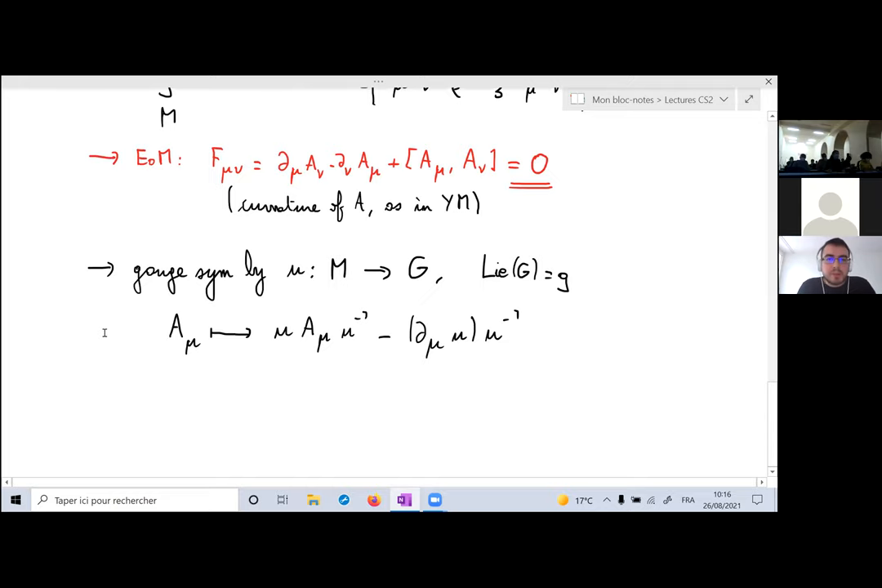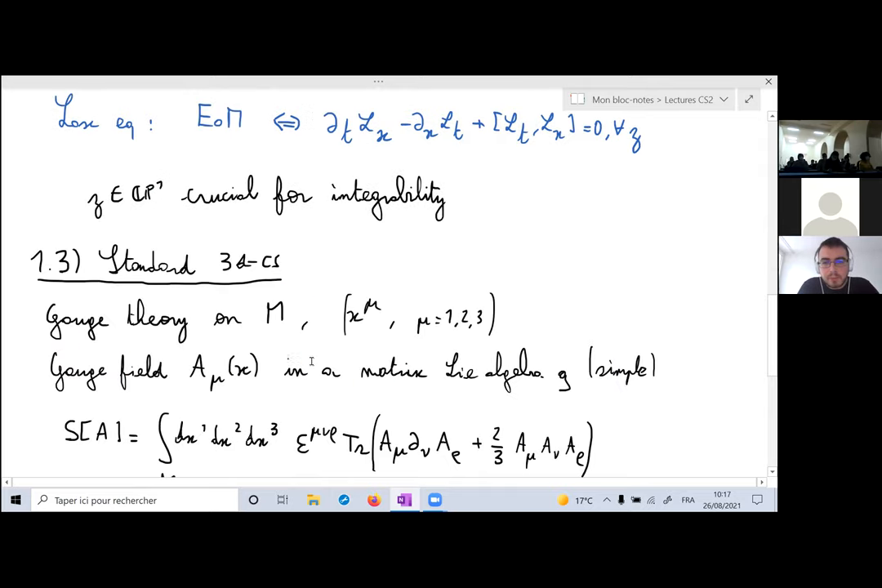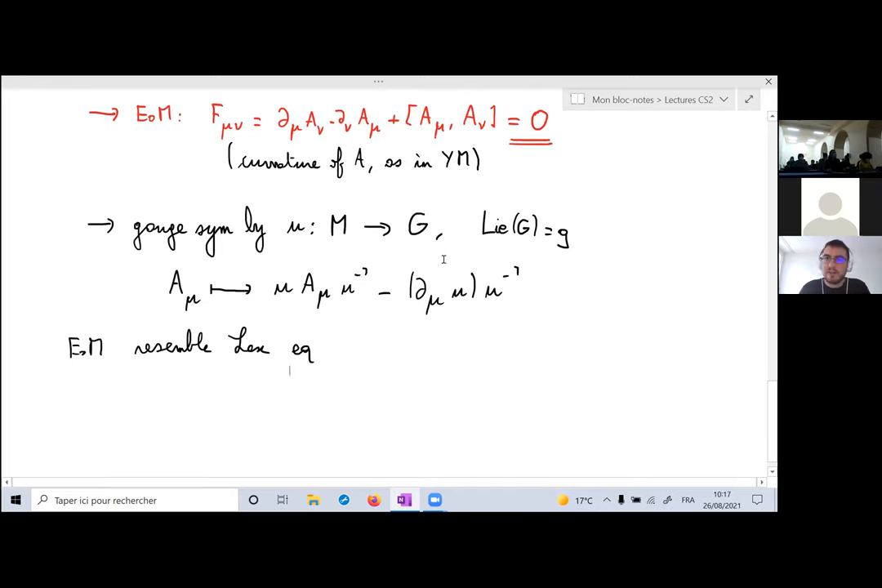Okay, and now what we see from this is that the equation of motion of the theory starts to resemble a little bit the Lax equation. Because what we saw from the Lax equation is that we had these two matrices L_X and L_T, and they would satisfy a zero curvature equation. And here, we found an action in three dimensions whose equation of motion is a zero curvature equation. So one can wonder if there is a link between the two. There are still some differences, for instance that the Lax connection was just in 2D, right? There was L_T and L_X. While here in 3D, I have three components of my gauge field.